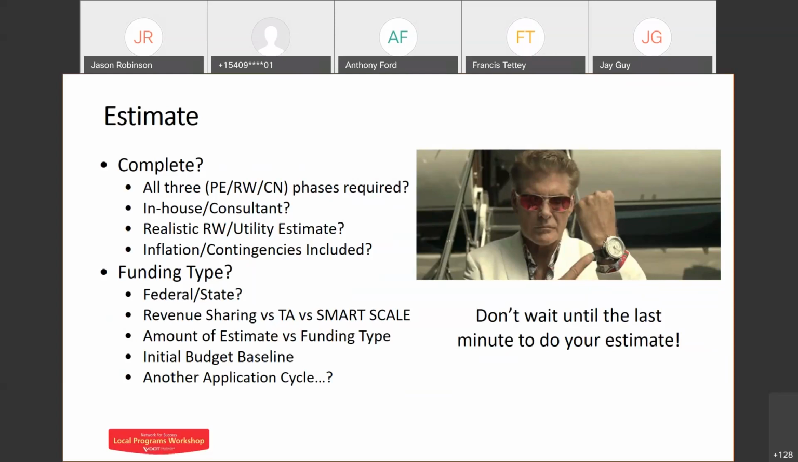The next two bullets kind of go together, revenue sharing versus TA versus SMART SCALE versus SGR, et cetera, and the amount of the estimate. Revenue sharing has much larger funding available to support your project. So historically, we've been able to fund priority 2 revenue sharing applications at 100% up to $1 million per locality, and then prorate over $1 million. That's been in the past. This past round, even though it didn't end up getting adopted into the 6-year plan, we fully funded everything.